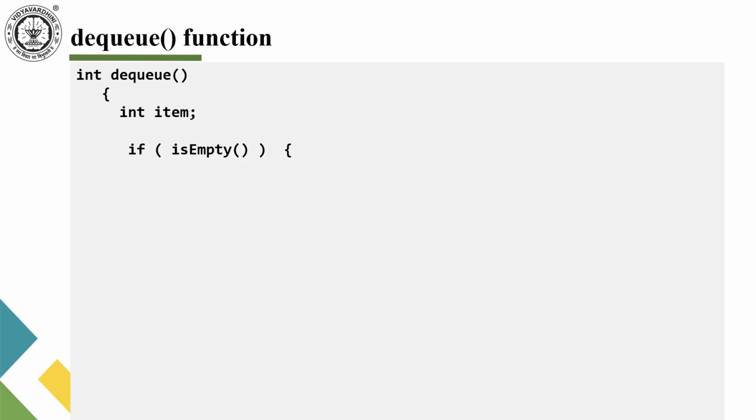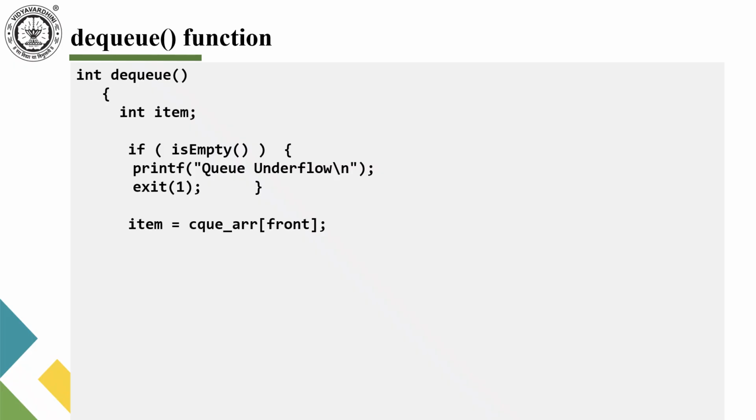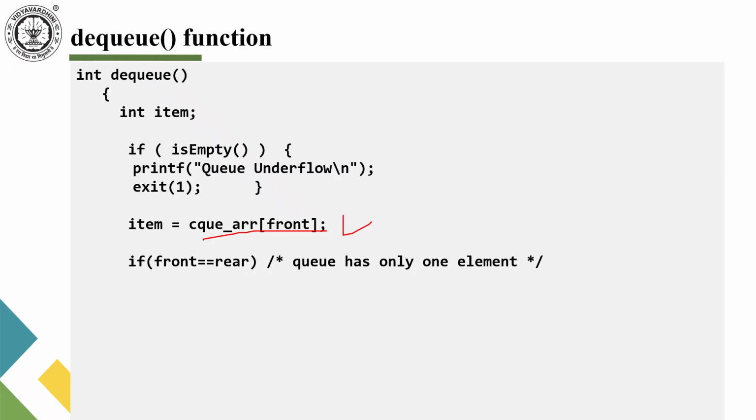So the dequeue function can be written in C programming like this: int dequeue, int item. If it is empty, we produce underflow and exit. If not, then item is equal to circular queue array of front, that is pointed by front, that will be removed. And now we have to handle the front pointer. If front is equal to rear, that means only one element is present in the queue. So in this situation, front equal to rear equal to -1. That means after removal of this one, the queue is going to become empty.